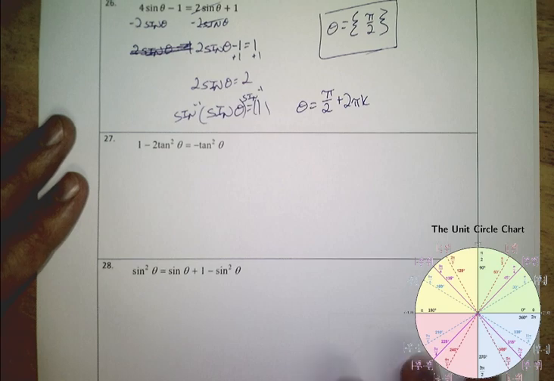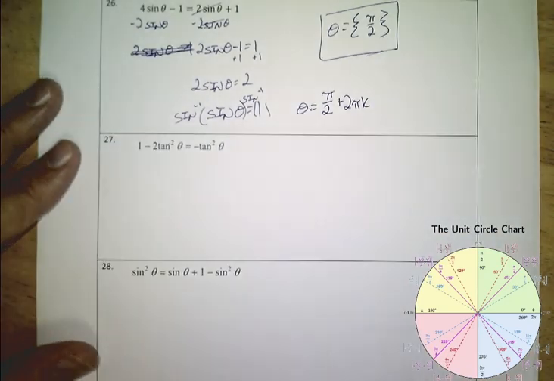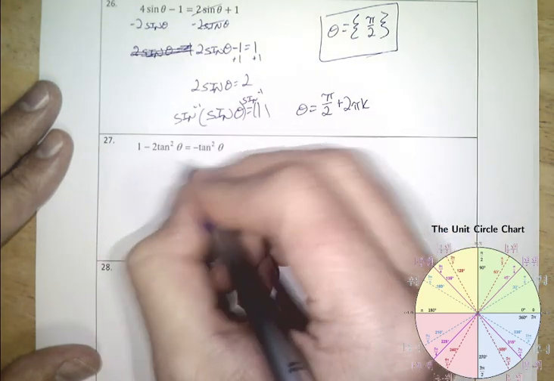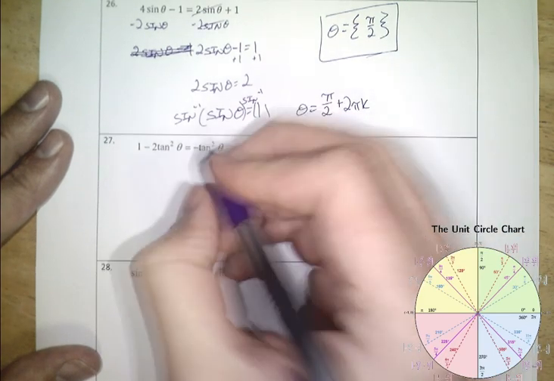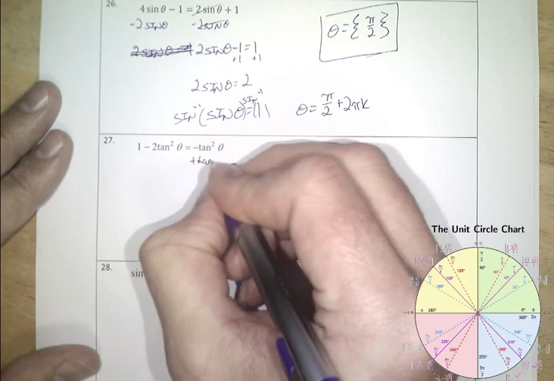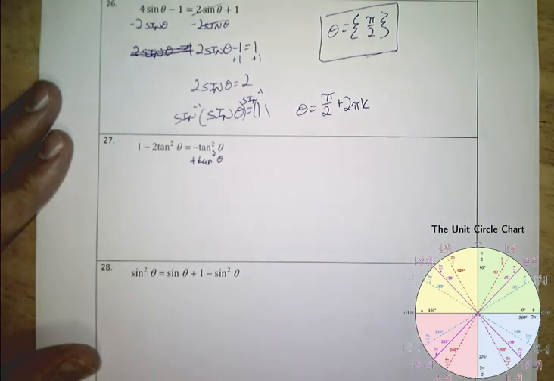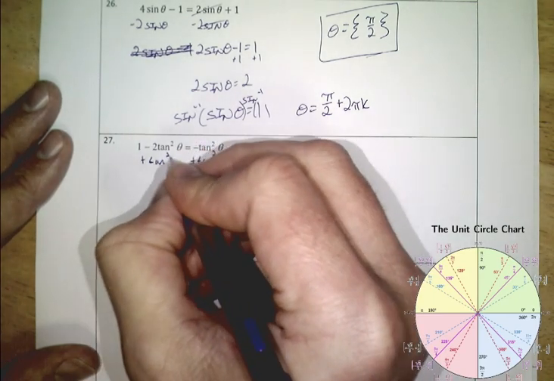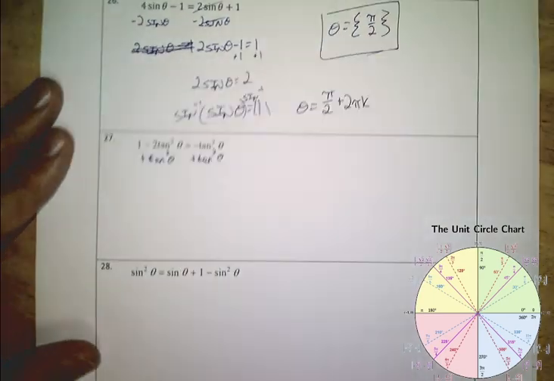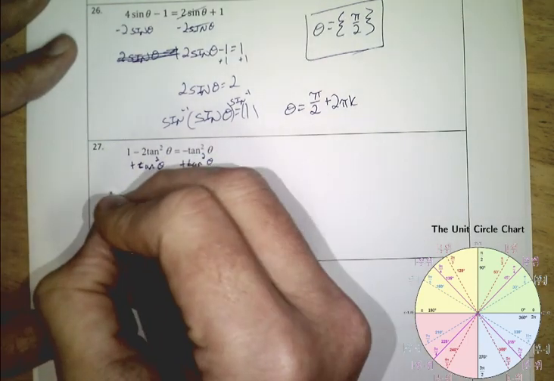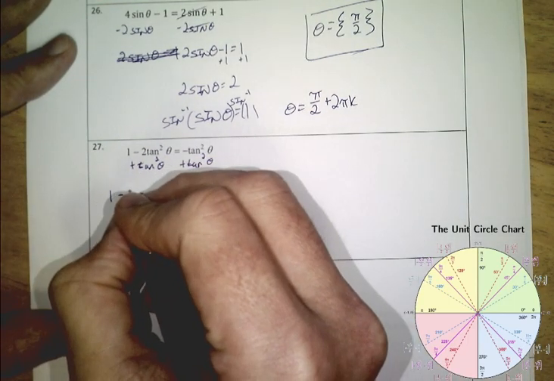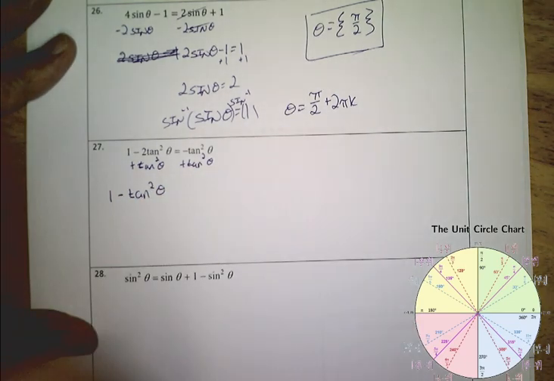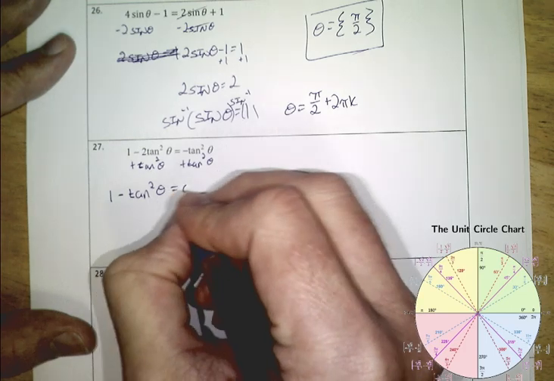Okay, number 27. This one is a quadratic, so we are going to have to play around with some stuff. So let's start by setting it equal to 0. We can add tangent squared theta to both sides. That is going to give us 1 minus tangent squared theta is equal to 0.